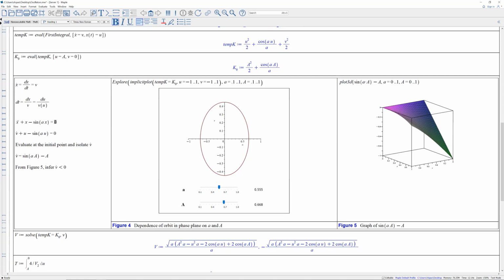Now here's the differential equation. X double dot is actually v dot, because v is the first derivative. X is u, x is u. Now evaluate this at the initial point and solve for v dot. So this was an a, and this was an a. So you got v dot equals sine little a big A minus a.